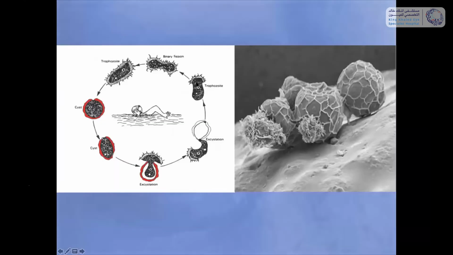So this is the cycle in the environment. This is the excystation and encystation of the trophozoite. The cyst will get out, and then it will enter again. This is the electron microscopy. It shows you the excystment of the cyst. This is the trophozoite coming out of these cysts.